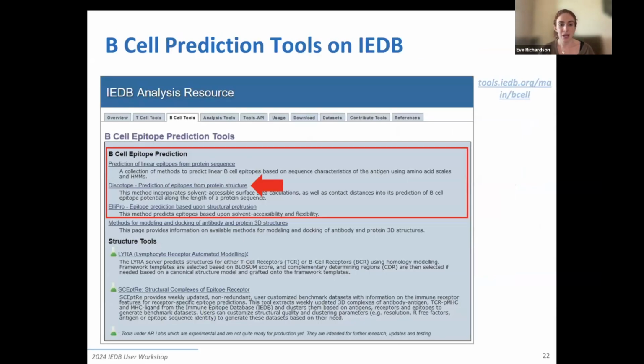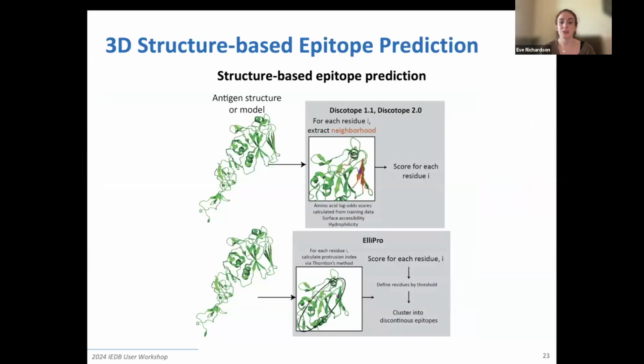So having looked at the linear B-cell epitope prediction, we'll now look at the two methods that we have available for B-cell epitope prediction using protein structures. So this is a graphical overview of the two methods that we have. We have the DiscoTope family of methods, and we have ElliPro. And I'll talk more about each of these in turn.